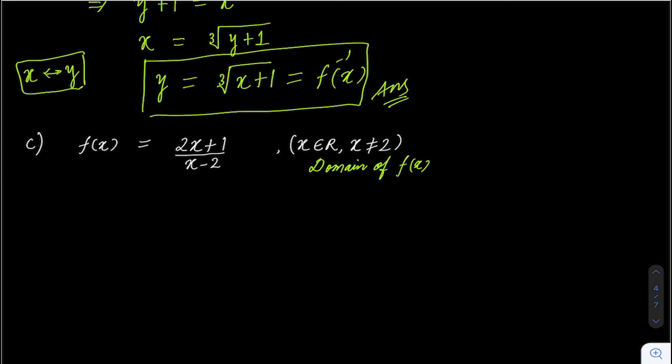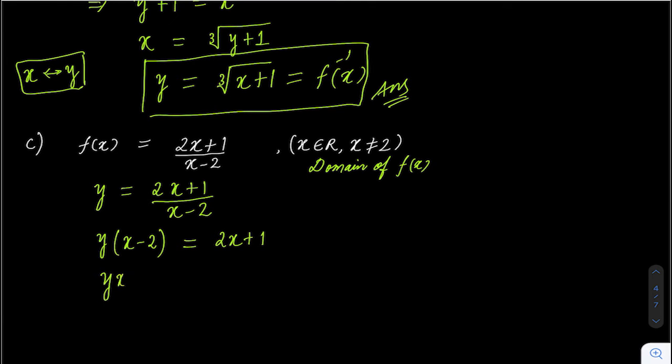Anyways, to find the inverse, I will take f(x) as y. So y is equal to (2x plus 1) over (x minus 2). From this, I will try to find the value of x. So I will cross multiply. So y into (x minus 2) is equal to 2x plus 1.